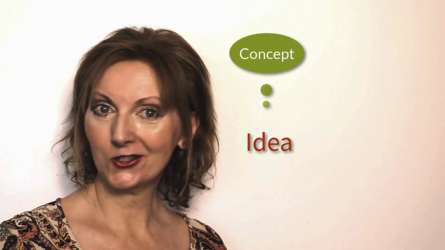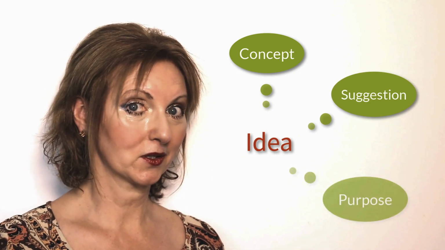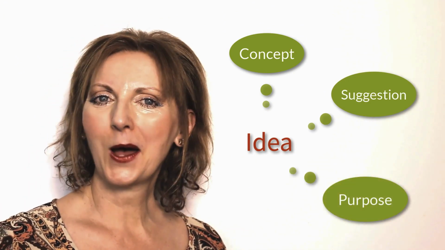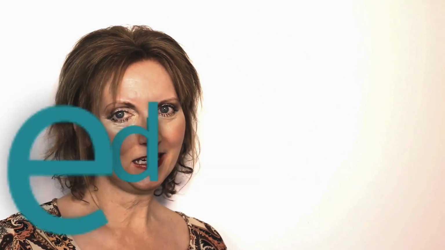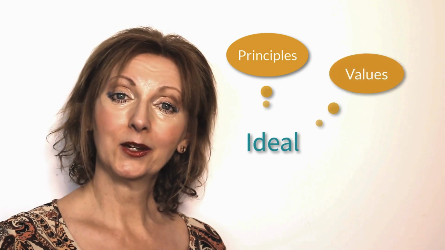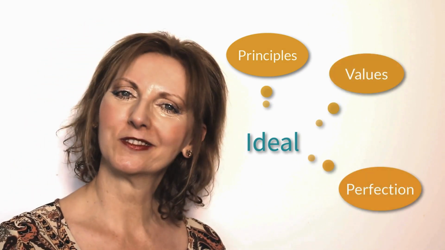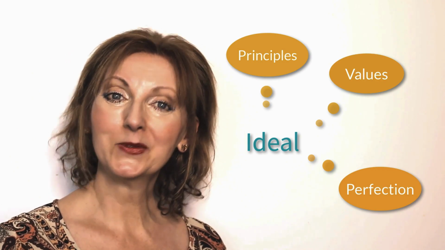So what does each word mean? Let's start off with the word idea. Do you have any great ideas? Idea is a concept. It's a suggestion. We can also use it to talk about purpose. And ideal, on the other hand, is about principles, about values. And we can also use it to talk about perfection or aiming for perfection. Let's have a look at some examples, starting with the word idea.